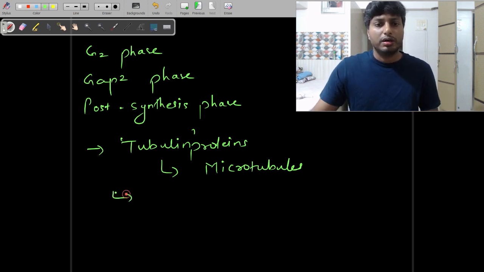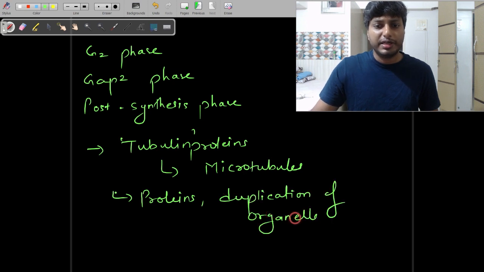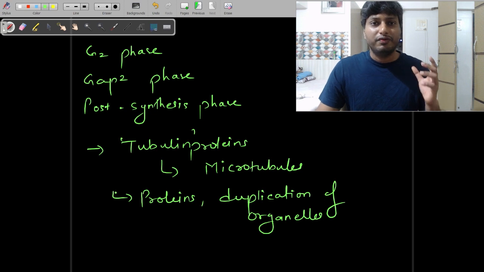Apart from this, dear students, again here there is formation of certain proteins, as well as there will be duplication of organelles. That means all the organelles which are present in the cell, whether it is endoplasmic reticulum or Golgi apparatus or mitochondria, all these are going to get doubled in the G2 phase. So by the end of G2 phase, the cell has already doubled all the contents which are present in the cell. And that's the reason why, dear students, we said that interphase is important for the cell, so that all the content, once it is now doubled in amount, the cell can successfully divide, and it can equally distribute all the content among the daughter cells.